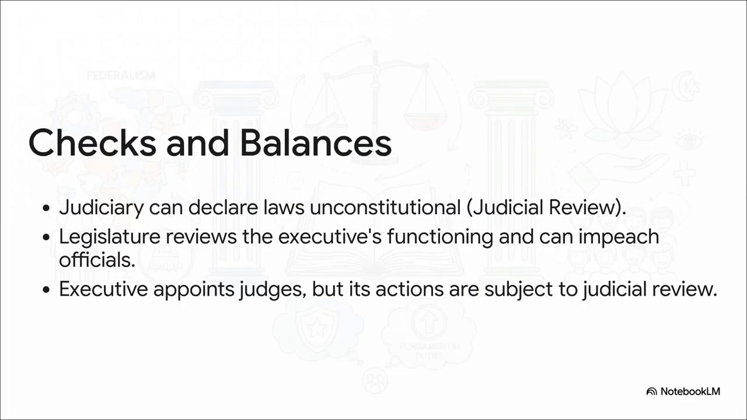And this is where it gets really clever. This is how they prevent any one branch from just going wild with power. The courts, for example, can use something called judicial review to strike down a law if they think it violates the Constitution. The legislature can hold the executive accountable, they can even impeach officials. And while the executive appoints the judges, every single one of its actions can be challenged in those very same courts. It's this constant, delicate dance of checks and balances.